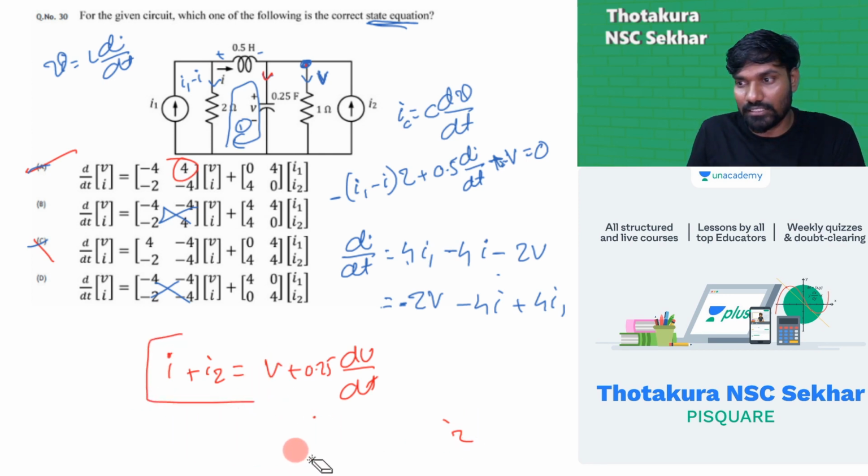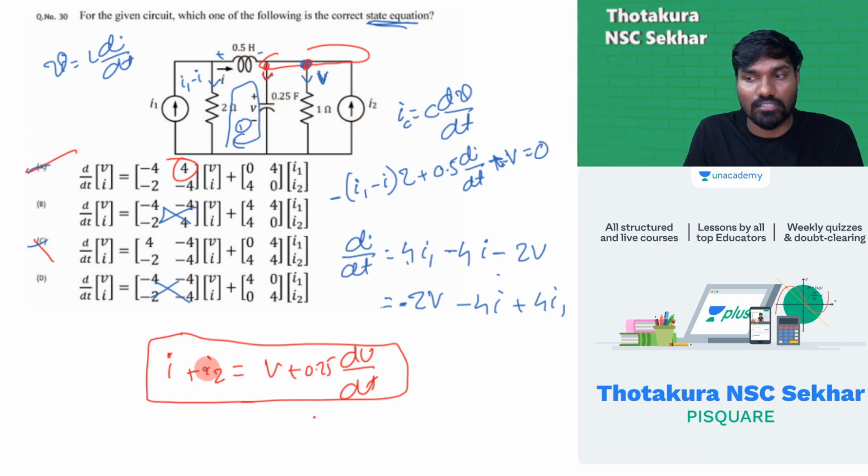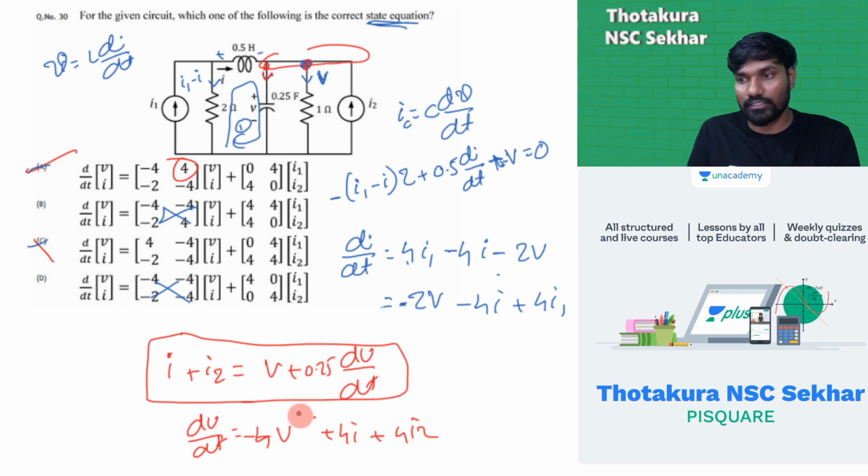Let me rewrite. These are the KCL equations at this node because we have 1, 2, 3 and this 4 elements. So this is incoming, this is incoming. I plus I2 is equal to V plus this current. This is done. Now dV by dt is equal to 0.25 times minus V plus I plus I2. Taking 0.25 to the other side, you will get minus 4V plus 4I plus 4I2. Okay, yeah, now this is the answer.